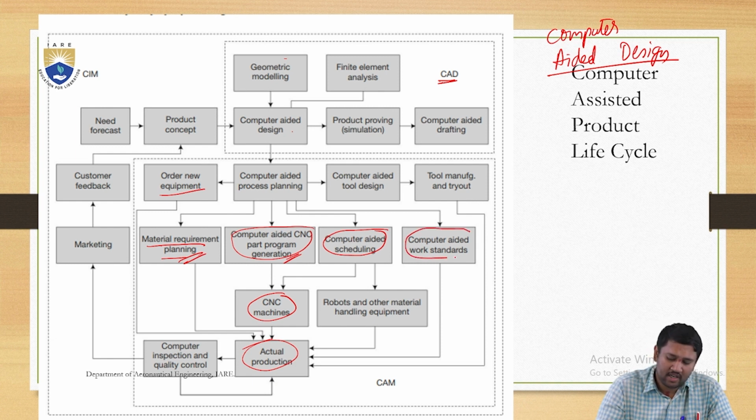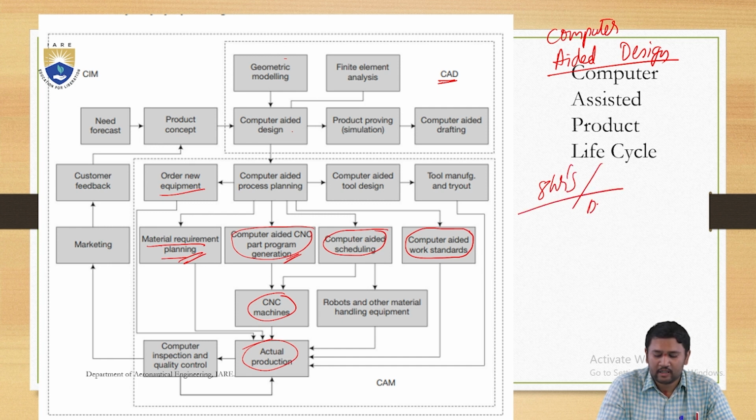Next, computer aided work standards. According to the work standards, you will be planning accordingly by including the standards that a person or a machine is supposed to work. For example, in India or in general, 8 hours per day is the standard work life of any individual. So if you are exceeding that, you are liable to be penalized. So in order not to go that way, according to standards, you are scheduling or planning accordingly.